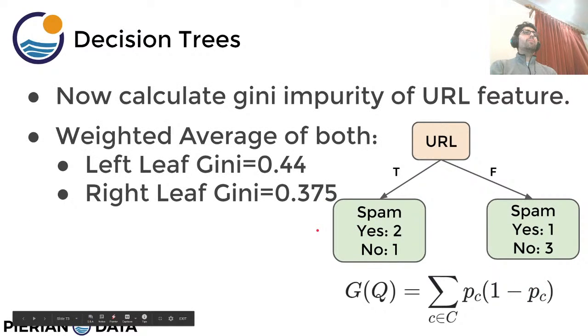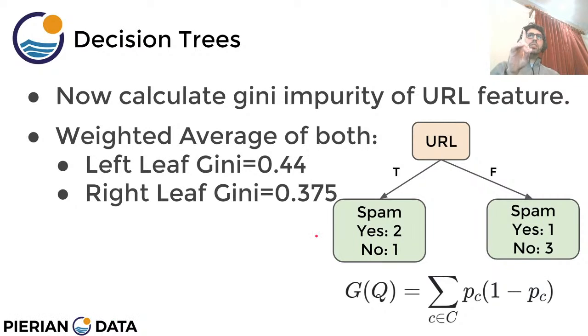Okay, so that was the probability of the leaf nodes. I still need to answer the question, what's the Gini impurity of the URL feature? So I have the left leaf Gini and I have the right leaf Gini impurity. So now that I have these two Gini impurities, I can use the weighted average of them to get the Gini impurity of the URL feature. I also know that there's 3 emails on the left leaf and 4 total emails on the right leaf. So for the weighted average, I'm just going to take the Gini impurities and multiply them by the ratio of the emails versus total emails.